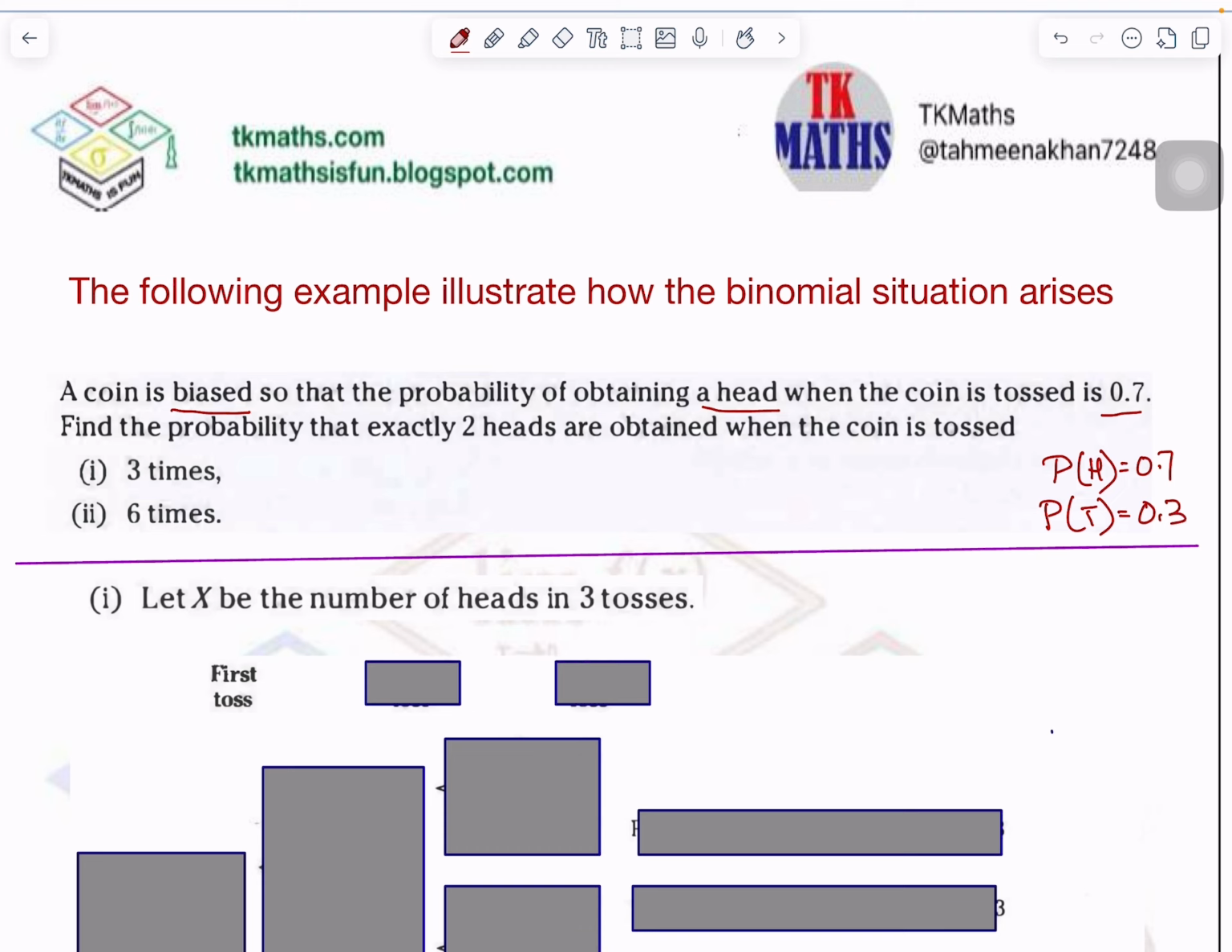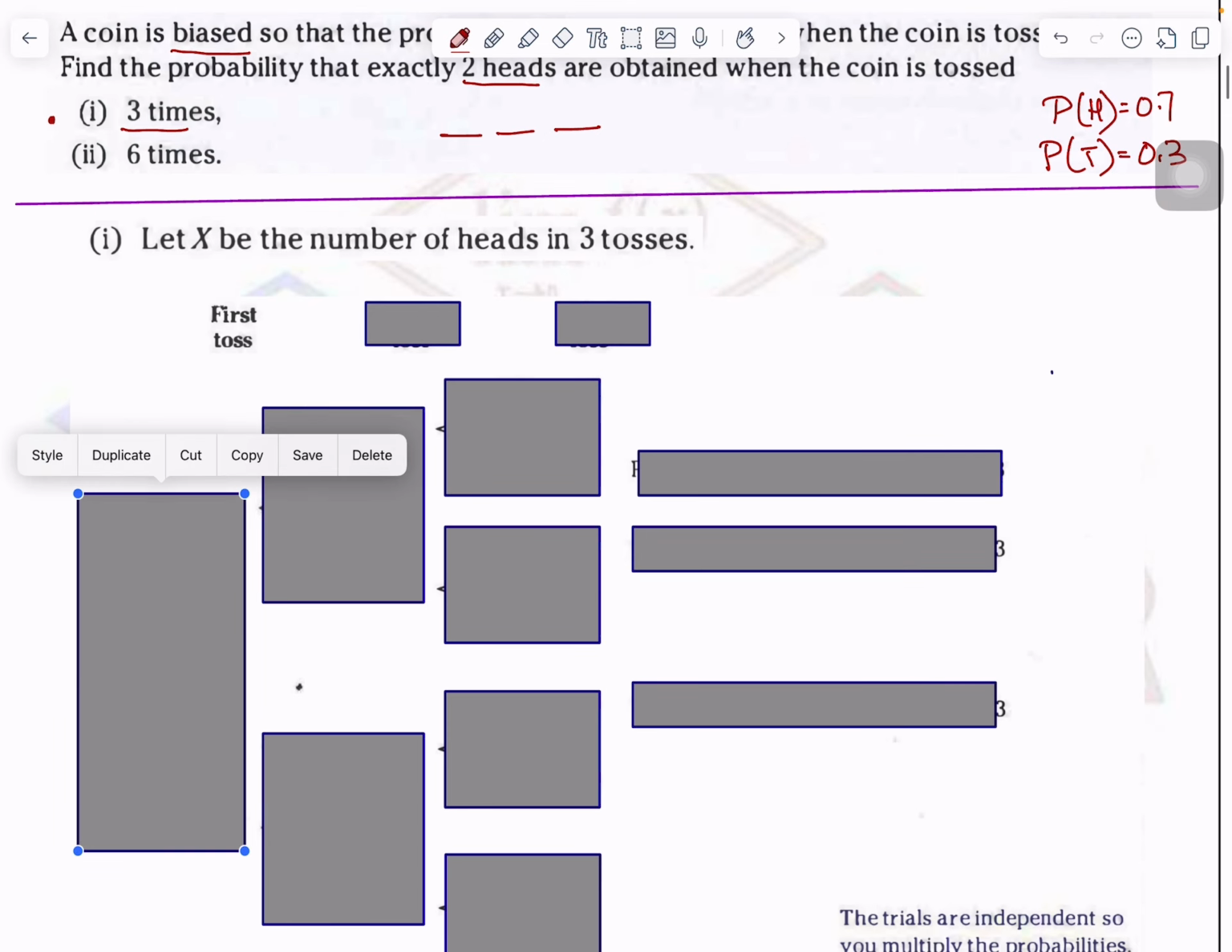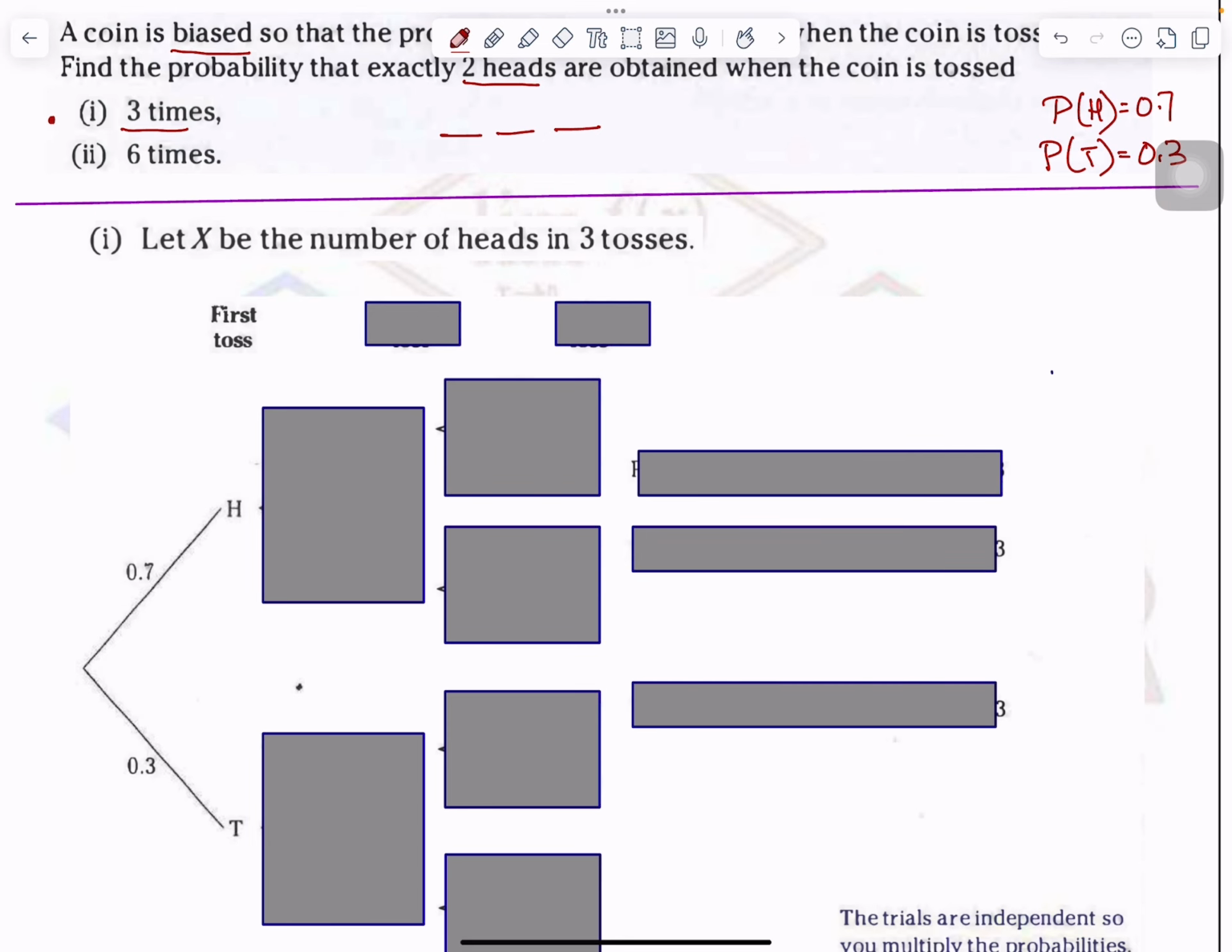Now what happened? You are tossing it. I'm talking about part 1 first. You are tossing it 3 times. Exactly 2 heads you have to obtain. So what is the probability of getting 2 heads? Suppose it is a result of the first toss, head and tail. Now I'm going to the second toss.